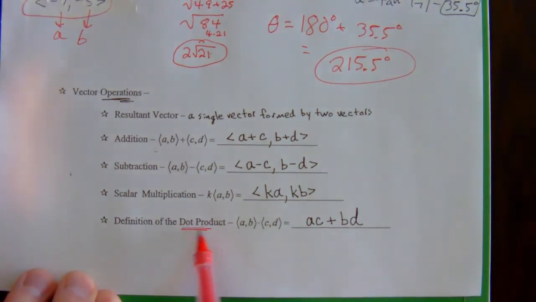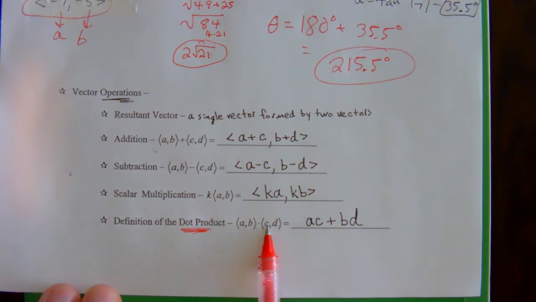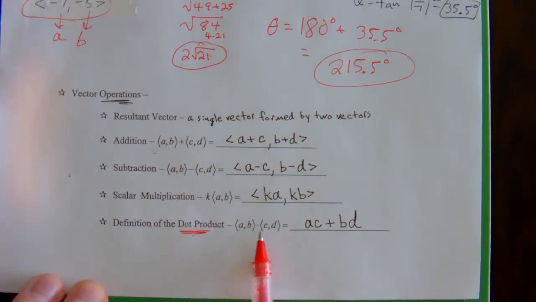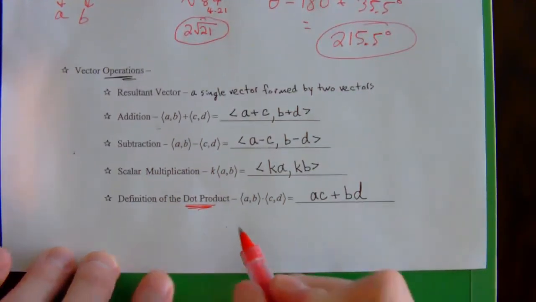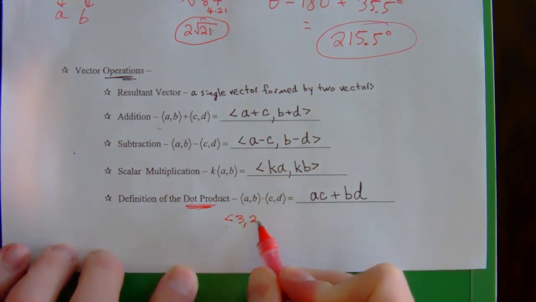When you do this thing called a dot product, there's a couple different uses of it, but here's the pattern for how it's going to work. You're going to go a times c plus b times d. This is when you're multiplying 2 vectors together. You're going to go a times c plus b times d. That's the pattern right there. So if I show you an example of that real quick, I'm going to make up a couple vectors. I'm going to make up 3, 2.